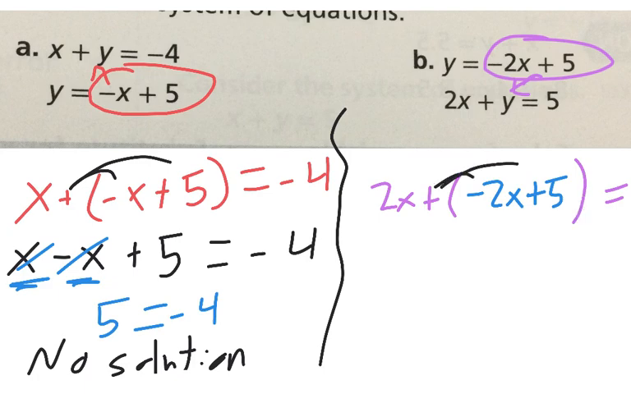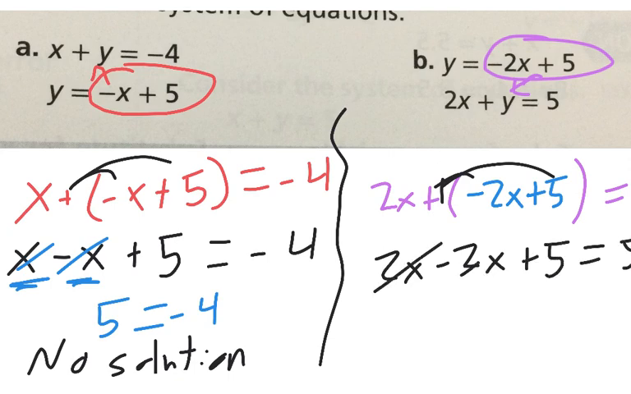And I could distribute this positive 1. So 2x minus 2x plus 5 equals 5. 2x minus 2x cancels, goes to 0. I'm left with 5 equals 5, which is a true math statement. Infinitely many.